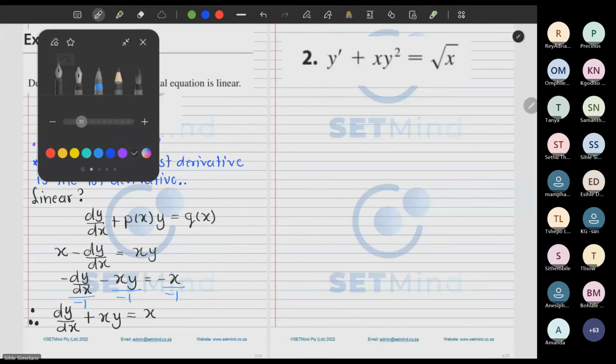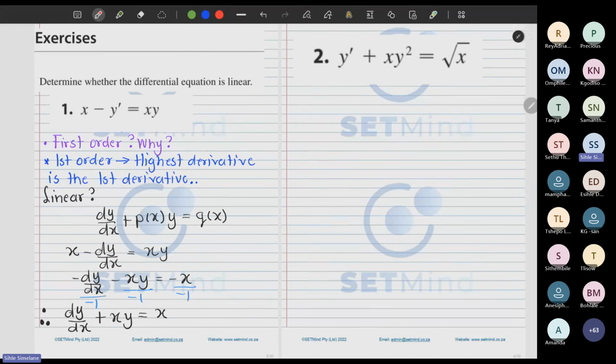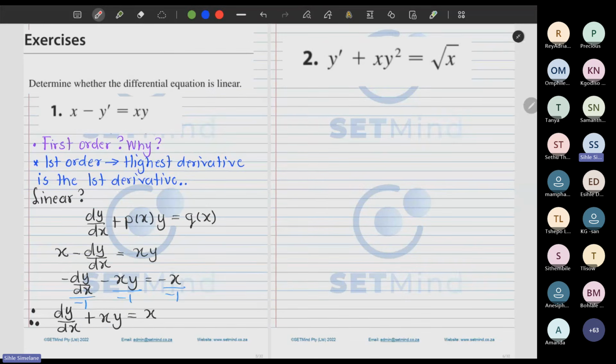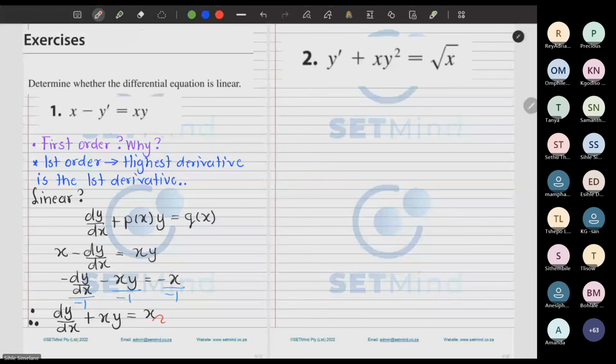Okay, so I'm going to say this is linear. It looks like what we introduced as a linear differential equation. So we'll see other cases where it will not be linear. Okay, now let's go for the second one.